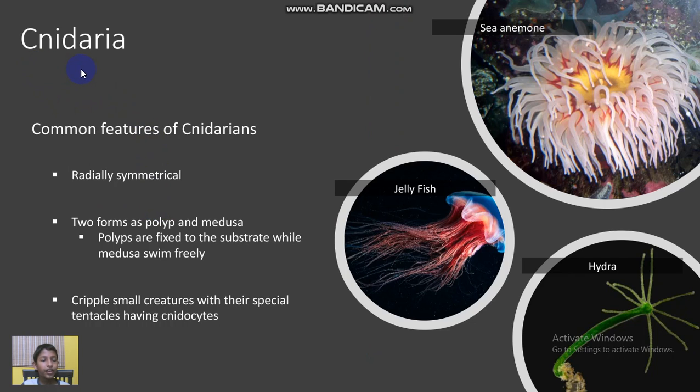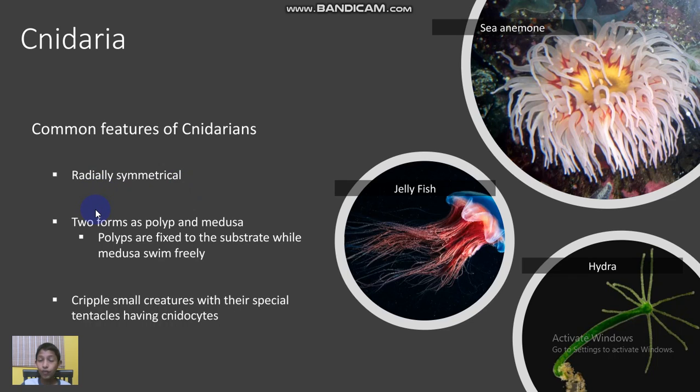The first category is Cnidaria. As you can see here, there are some examples of cnidarians: sea anemone, jellyfish, and hydra. Other than these pictures, there are coral polyps. Let's talk about the common features of cnidarians. They are radially symmetrical, which means if we cut through the center axis of that animal in any direction, crossing through the axis, it is symmetrical.